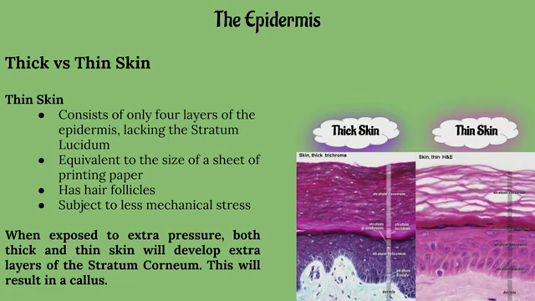And again, as you guys can see in these photos here on the bottom right, the stratum corneum layer in thick skin is way thicker than the layer of stratum corneum in thin skin. And thin skin does not have the stratum lucidum layer, while the thick skin does have the stratum lucidum layer. So yes, thick skin and thin skin are layered differently from one another.